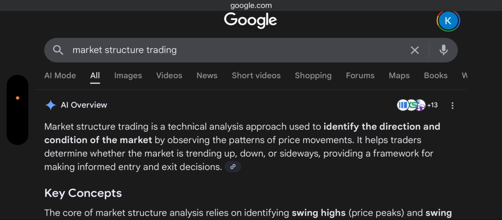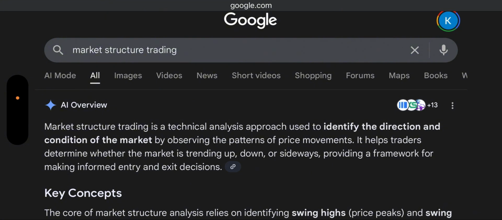And in this video we'll be talking about market structure in trading and why it is important. Why do we need to know what market structure is? Well, market structure in trading is basically under technical analysis. We use it to identify the direction and the condition of the market by observing the patterns of prior movements. It simply helps us traders to know if the market is going up, down, or sideways.